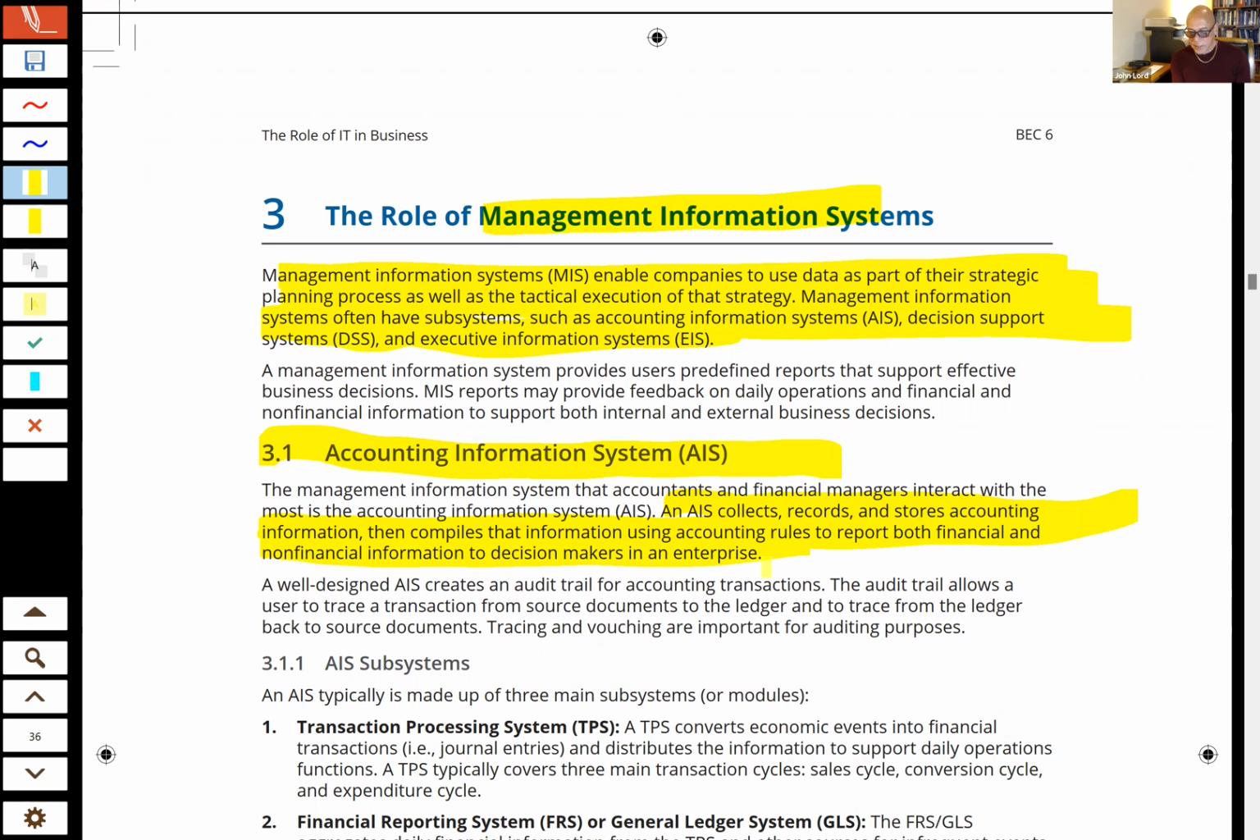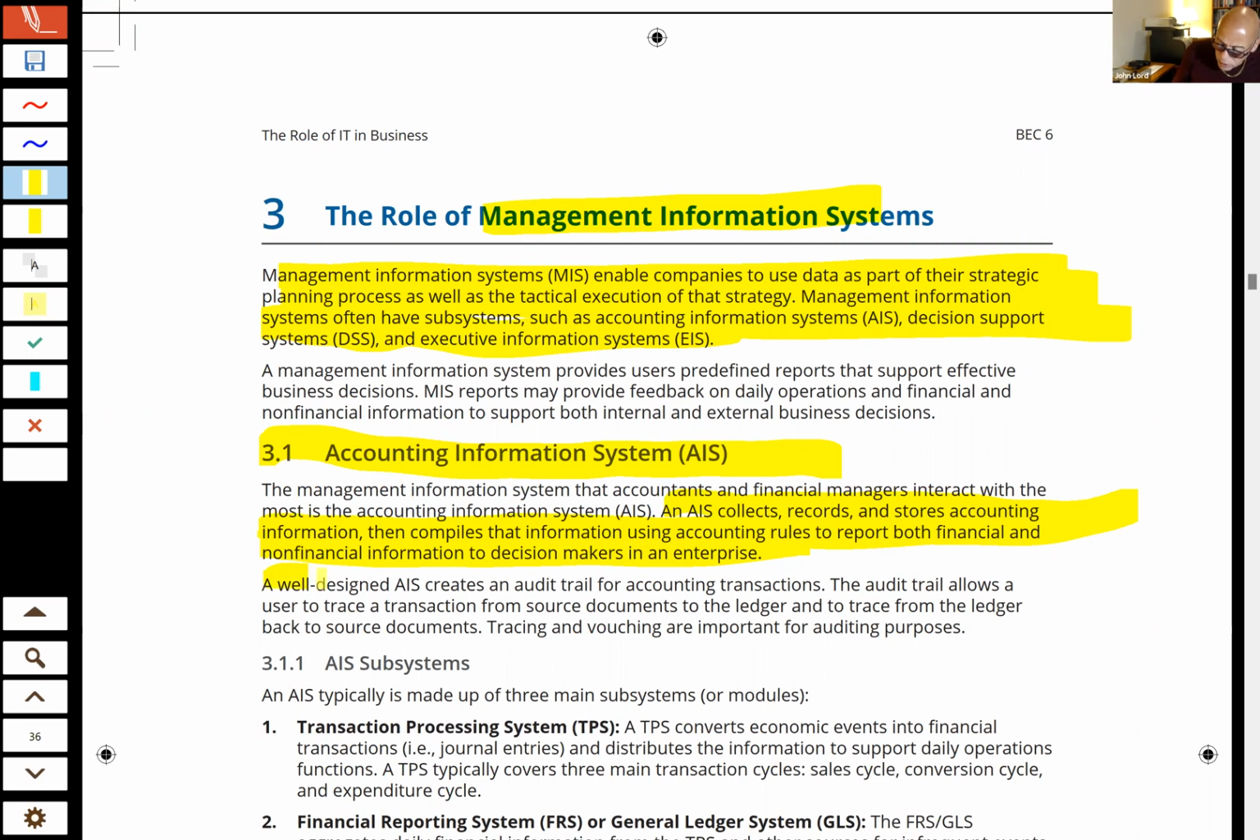Now, you look at this, and I don't like the tone, the way they wrote this, because it makes it sound like the accounting information system only deals with internal reporting. When you start to look at some of this, you're going to see, hey, it's both internal and external reporting that we're talking about here. So even though the tone is making it sound like we're worried about decision makers and whatnot, we're also talking about generating our external financial reports.